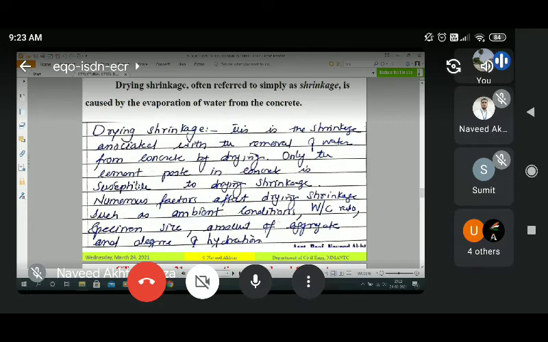Because aggregates provide stability to the concrete, and the change in volume of aggregate is negligible, almost nil, the change in volume during the process of hardening of your concrete is only in the paste, and that is termed as shrinkage.